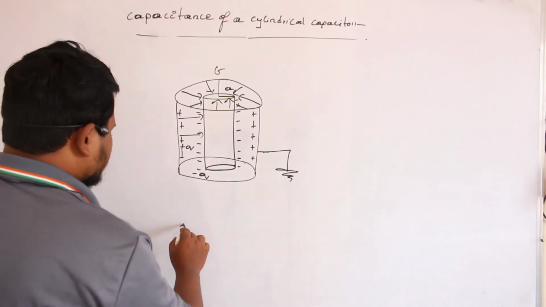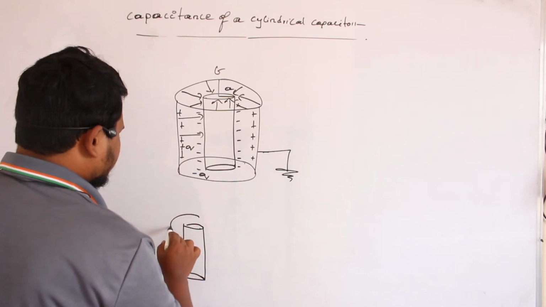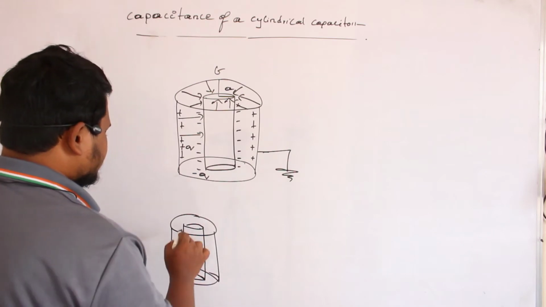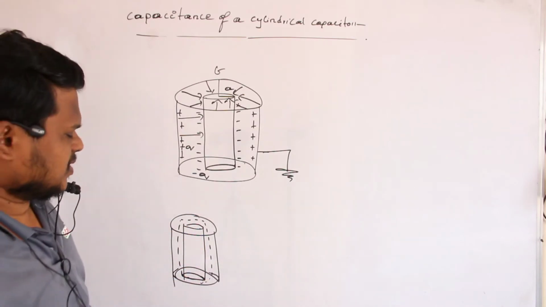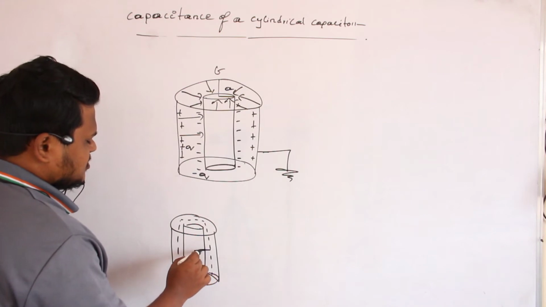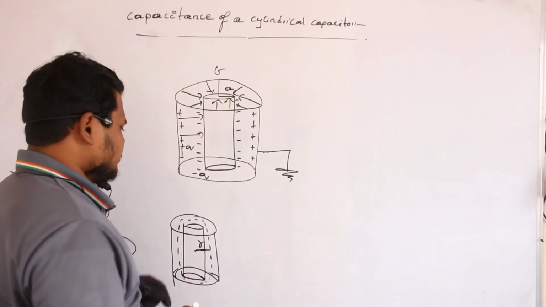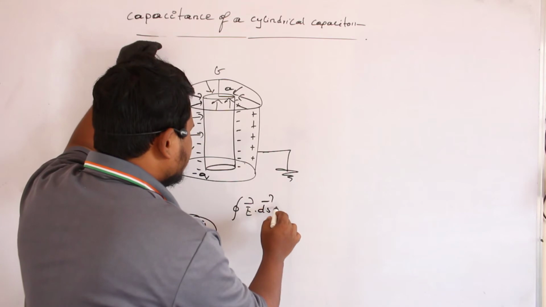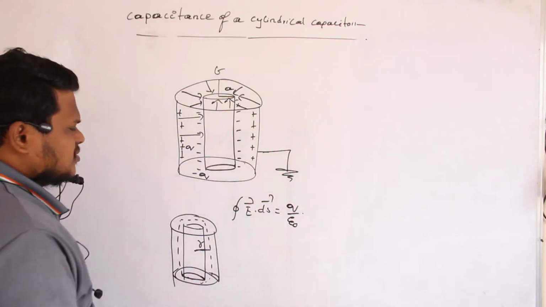Okay. So this is my inner cylinder. This is my outer cylinder. Now I will take a Gaussian surface. I will take a Gaussian surface which is again in the form of a cylinder. From the center, let us assume this Gaussian surface has a radius of r. Then if I apply Gauss law, closed integration of E dot dS is equal to q divided by epsilon naught, 1 by epsilon naught times the charge enclosed by the Gaussian surface.